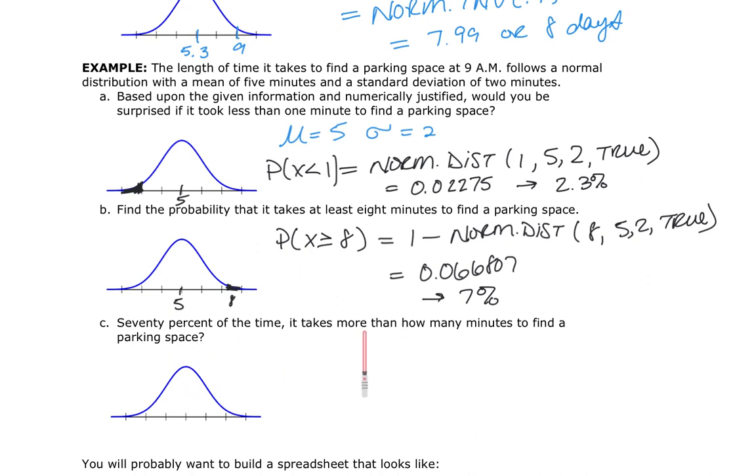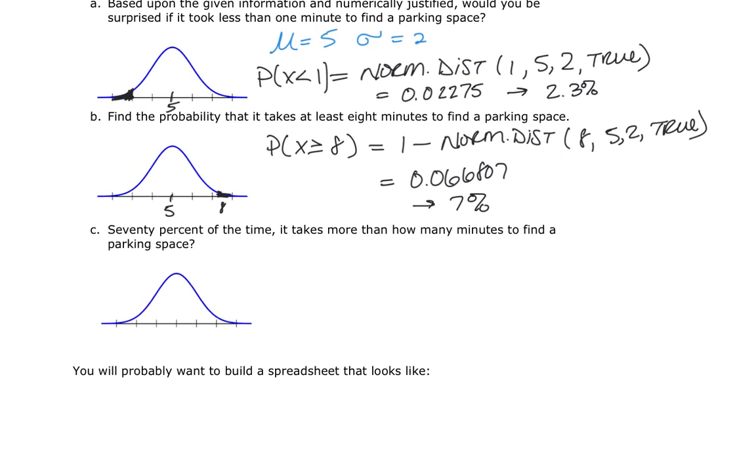70% of the time it takes more than how many minutes to find the parking spot? So 70% of the time. We're given the percent, so I'm going to do the norm.inv. I'm going to put in 0.7, 5, and 2. And this gives me 6.048801. Doesn't seem right, does it? And it isn't.